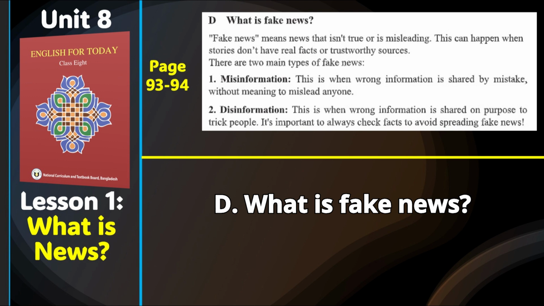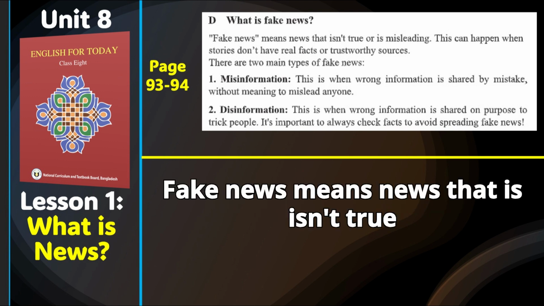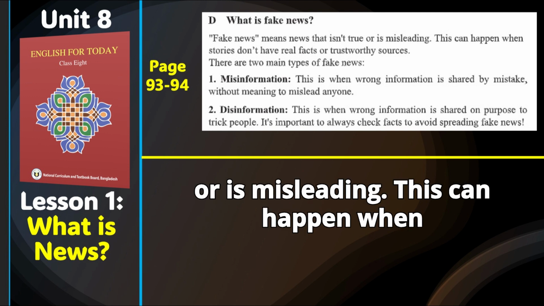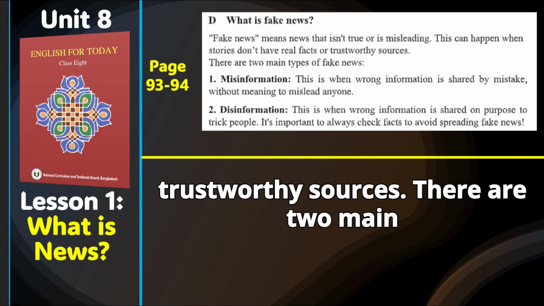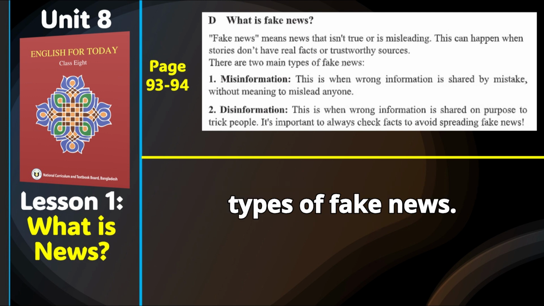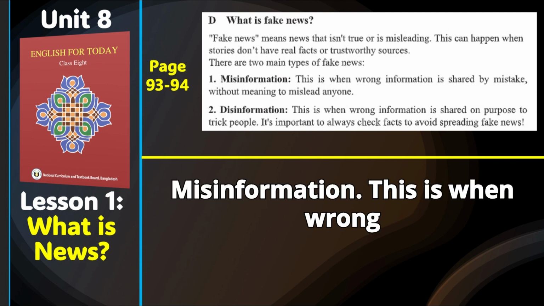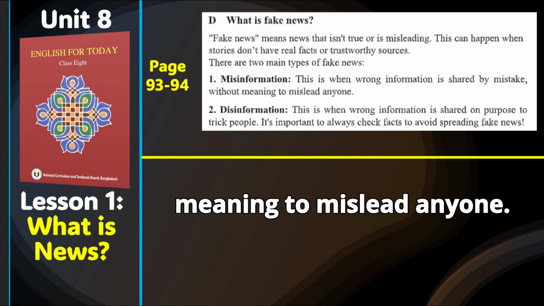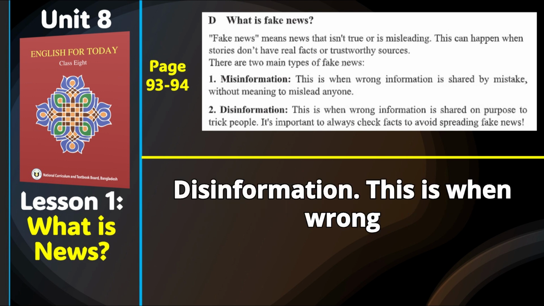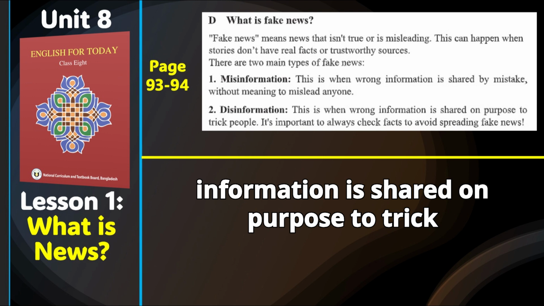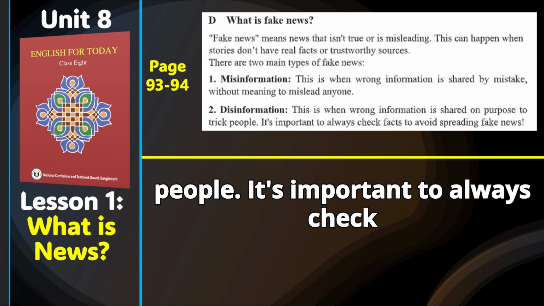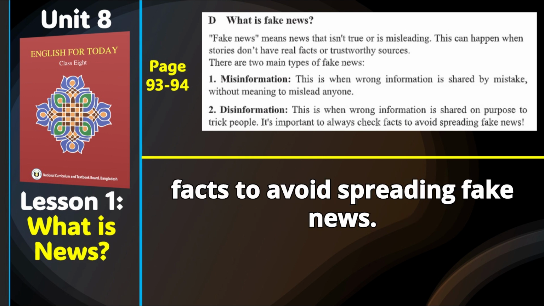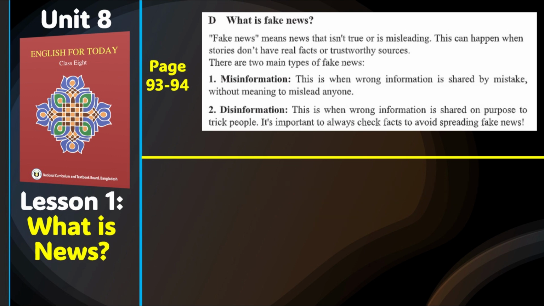D. What is fake news? Fake news means news that isn't true or is misleading. This can happen when stories don't have real facts or trustworthy sources. There are two main types of fake news. Misinformation. This is when wrong information is shared by mistake, without meaning to mislead anyone. Disinformation. This is when wrong information is shared on purpose to trick people. It's important to always check facts to avoid spreading fake news.